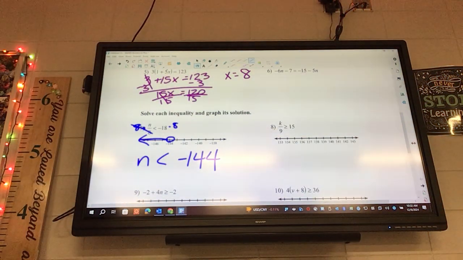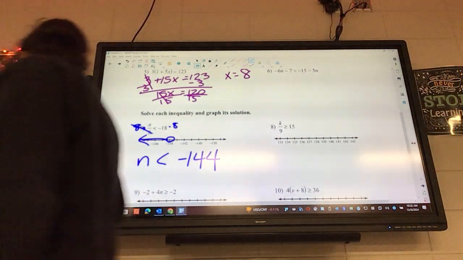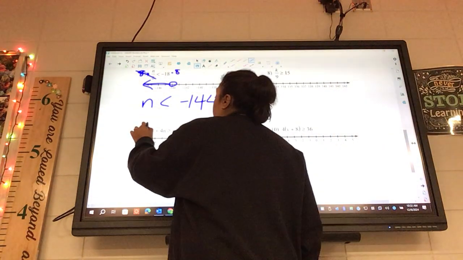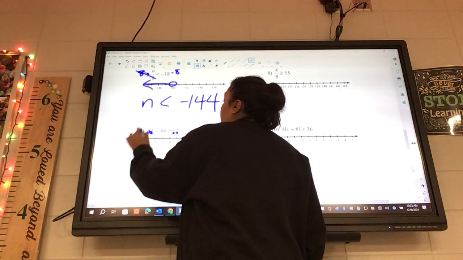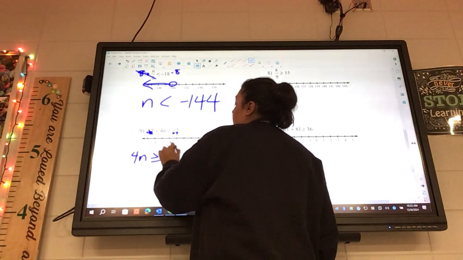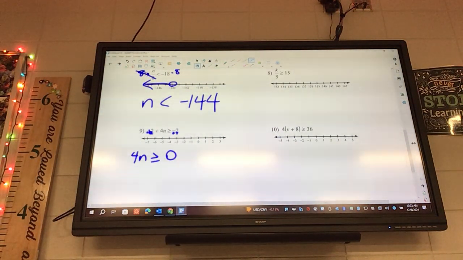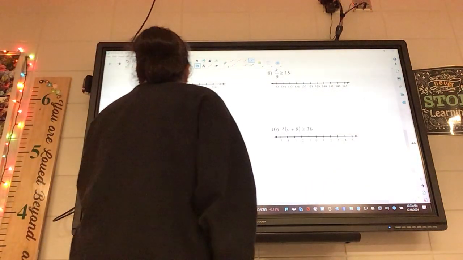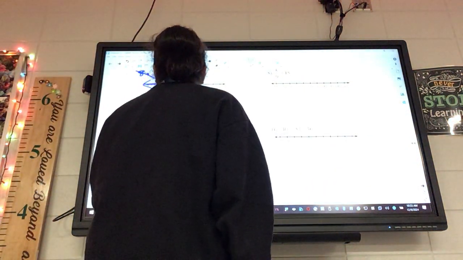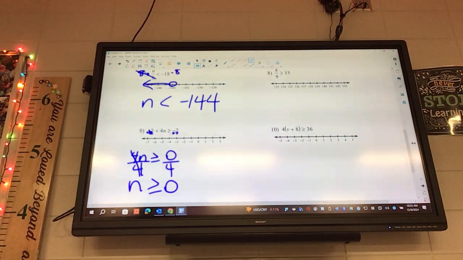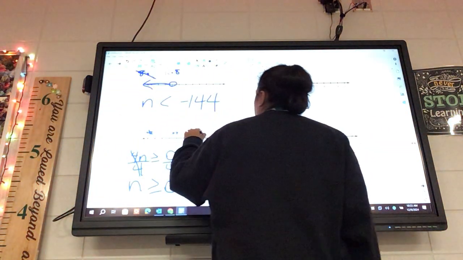Okay, number 9. What needs done first? Add 2 to both sides. Okay, so I'm going to get 4n and 0. And then what? Divide by 4. Just for a reminder, when did we flip the sign? When we multiply or divide by a negative, you gotta flip that sign, okay? So, on that 0, open or closed? Closed dot, going which way? To the right.